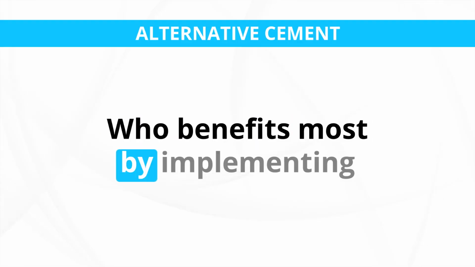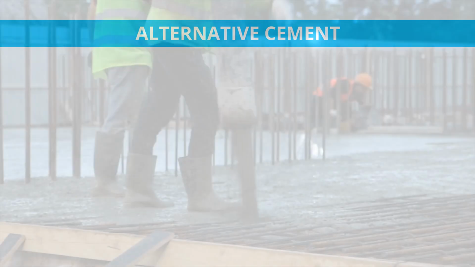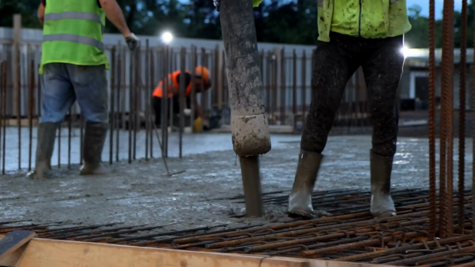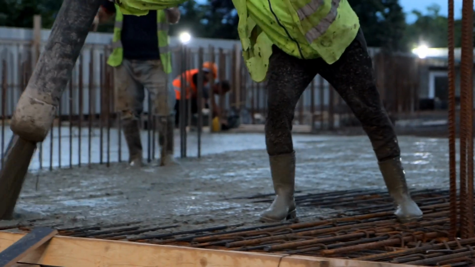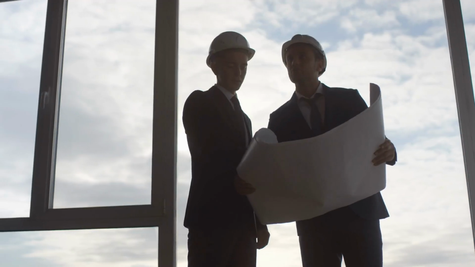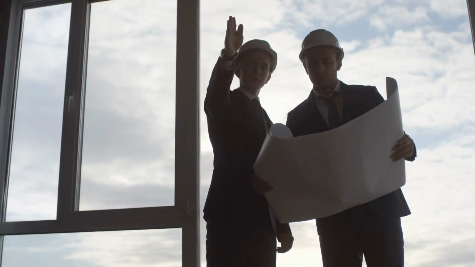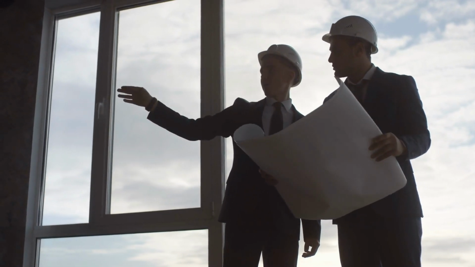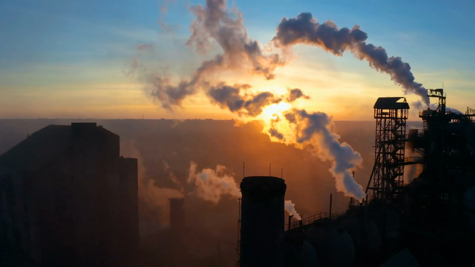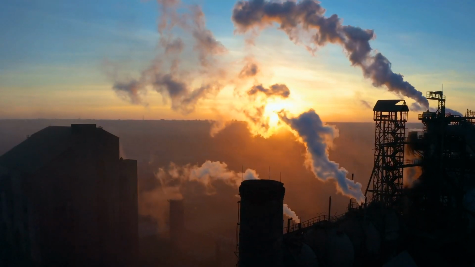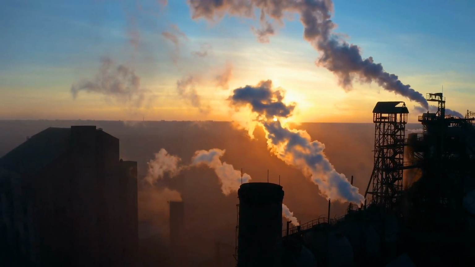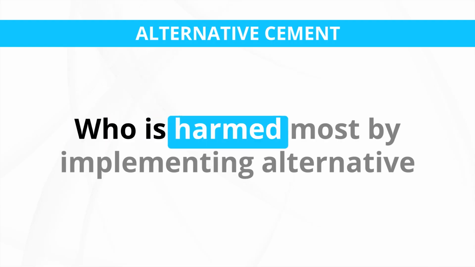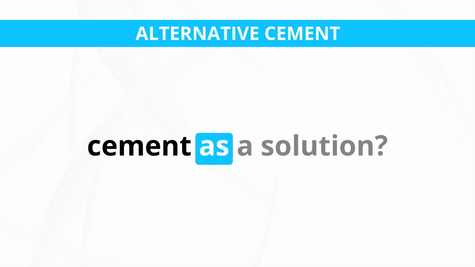Who benefits most by implementing alternative cement? Top of the list is the construction industry. Implementing alternative cements aligns with sustainability goals and enhances the industry's green credentials. Governments and policymakers will also benefit by promoting the use of alternative cements, which supports climate change mitigation and aligns with sustainability objectives. Lastly, reduced carbon emissions and resource conservation benefit communities and the environment by contributing to climate change mitigation and resource efficiency. Who is harmed most by implementing alternative cement as a solution?